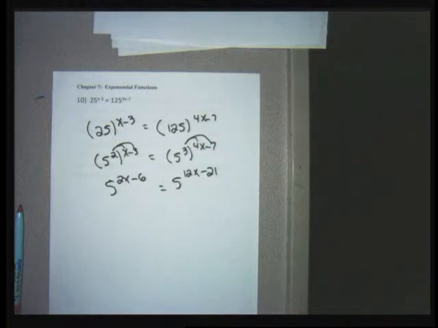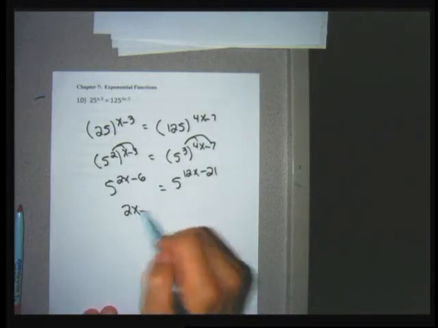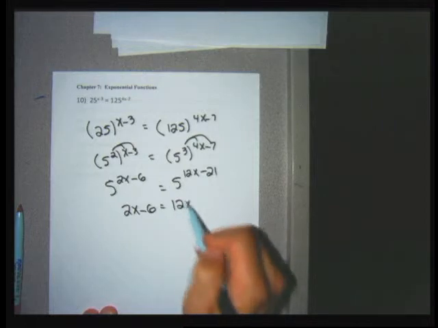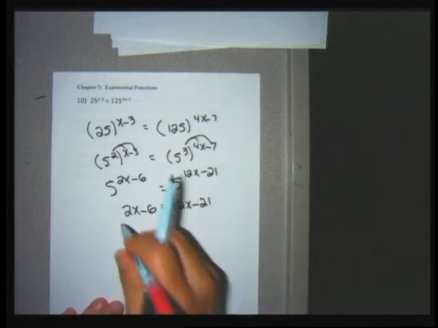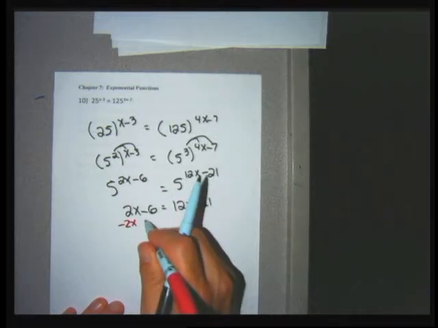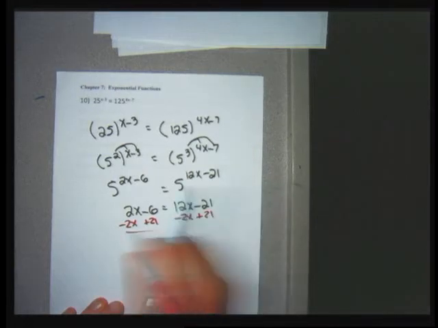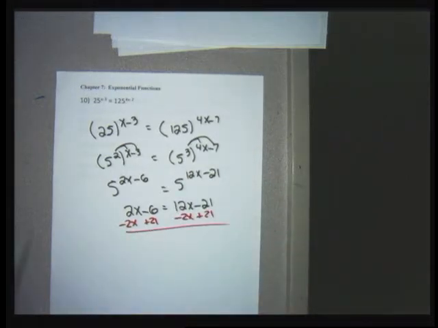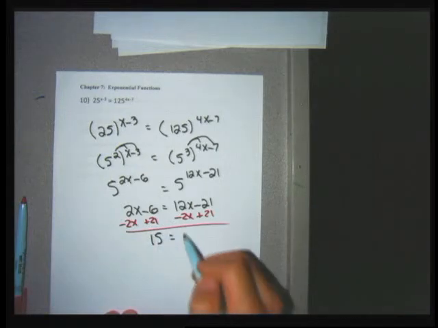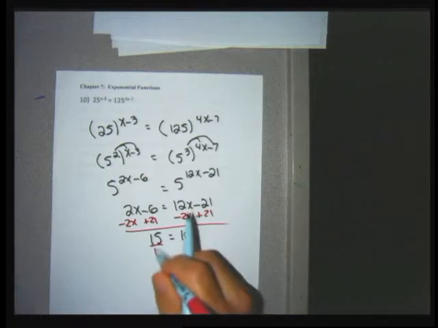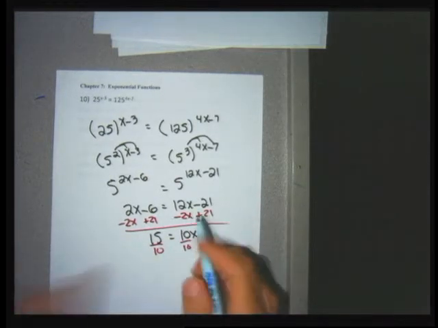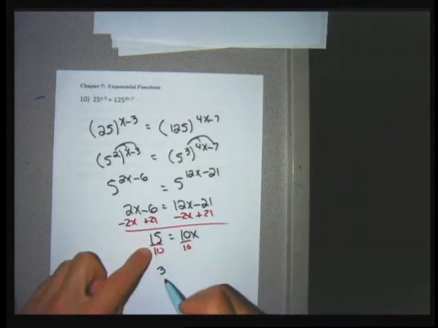Now both sides have the same base, so I've dropped the bases and set the exponents equal to each other. And I'm going to minus 2x and plus 21 from both sides, just because it makes the x's positive and the numbers positive. You know, you could have minus 12x and added 6, you'll get the same answer, just your work will look a little uglier. So 2x is canceled, minus 6 plus 21 is positive 15. On the right side, 12 minus 2 is 10x. And then divide by 10, divide by 10. Reduce that fraction, 15 divided by 5 is 3, 10 divided by 5 is 2.